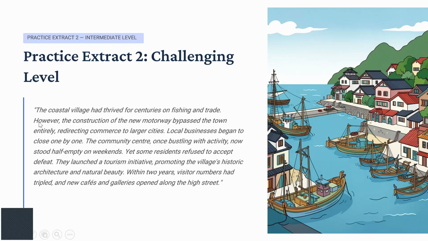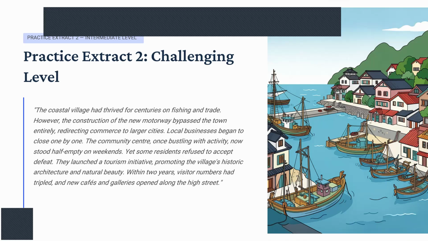Let's read this. The coastal village had thrived for centuries on fishing and trade. They have lived for centuries on fishing and trade. For your own convenience, I will be rereading certain sentences with meanings.